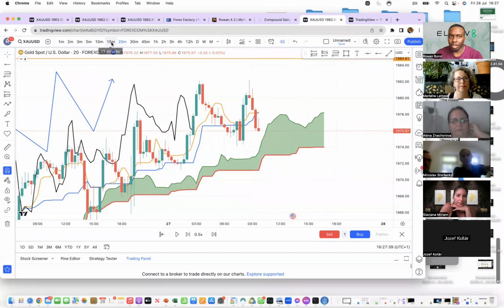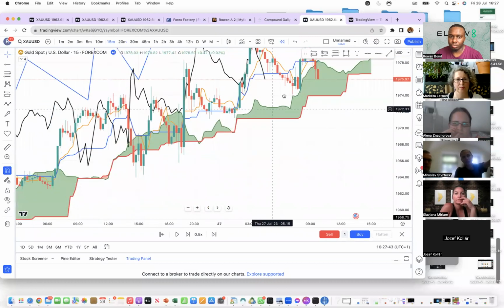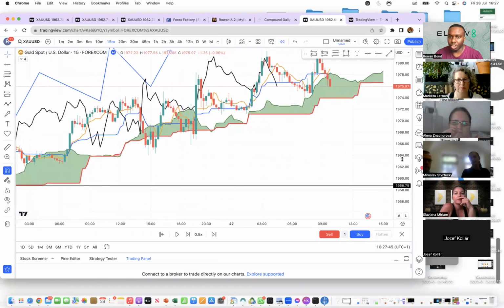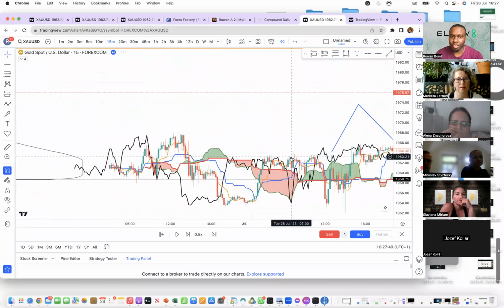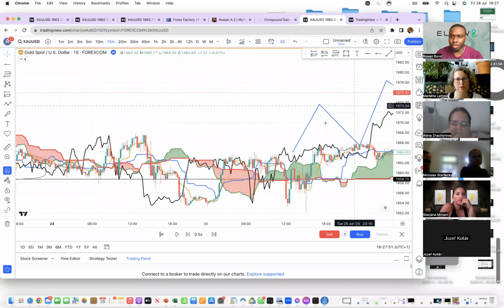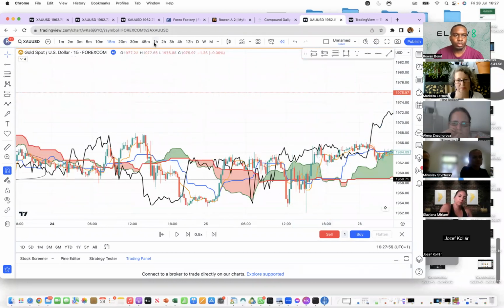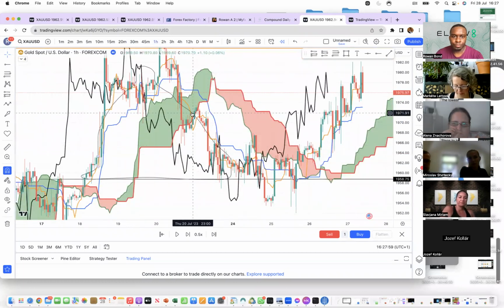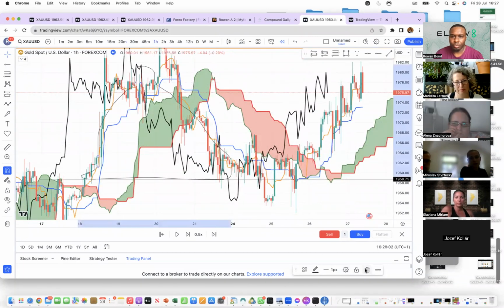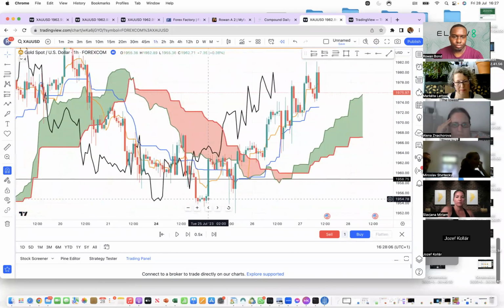Same thing if you see price has been selling and it's creating a lower low, and then it doesn't create a lower low, it creates a higher high. The same applies in the opposite direction when selling. So let me give you another example. Okay, so here.